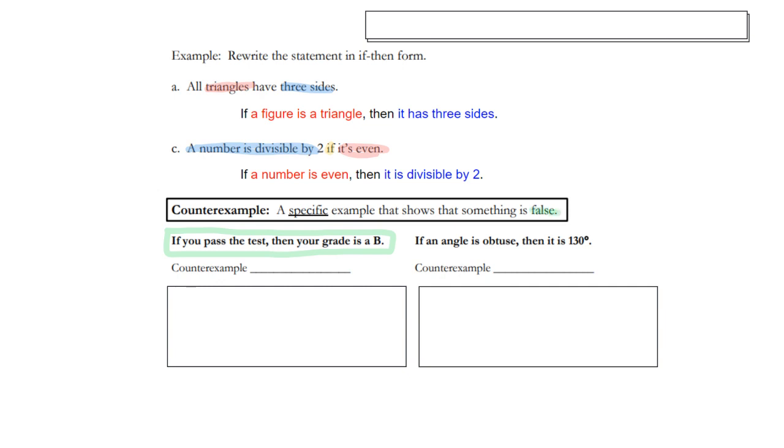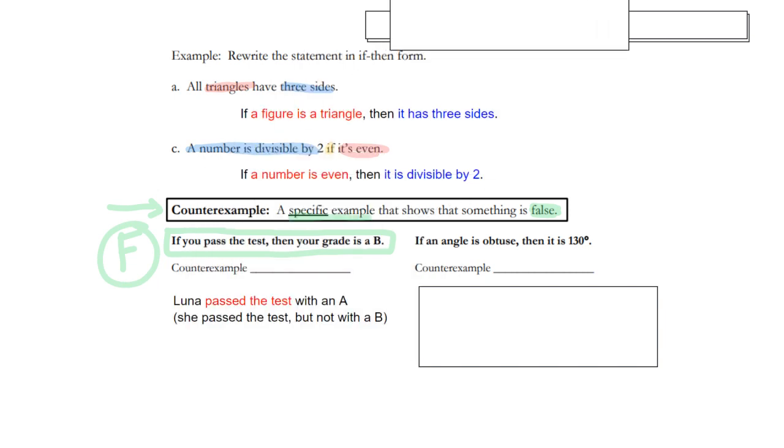So here's the deal. Sometimes conditional statements are false. And when they are false, we need to supply a specific example that shows that it's false. And that is what we call a counterexample. It's an example that shows that something's false. So if you pass the test, then your grade is a B, is false. I'll just write an F here for false. And a counterexample would be this.